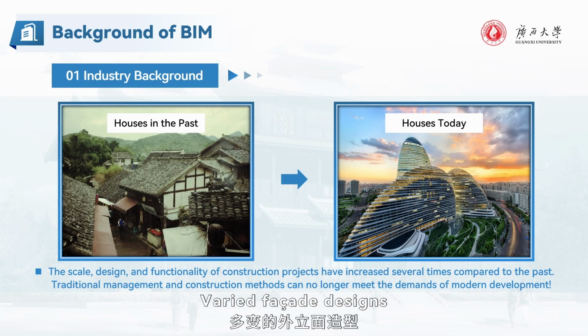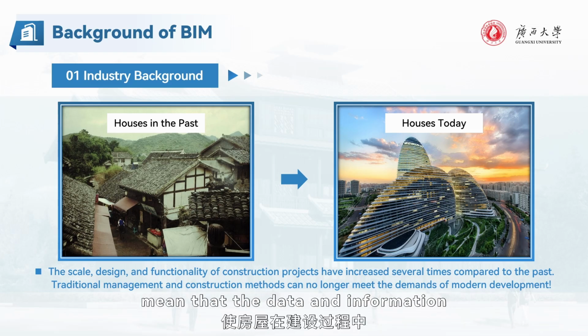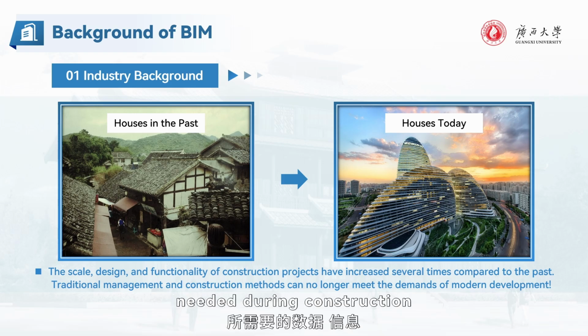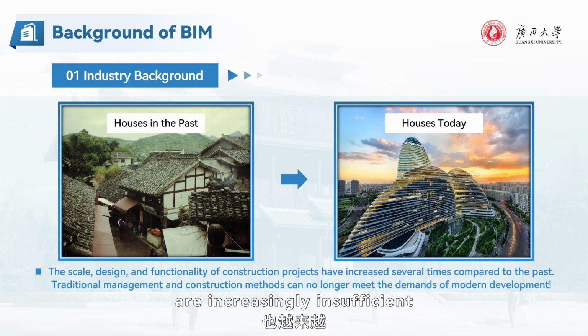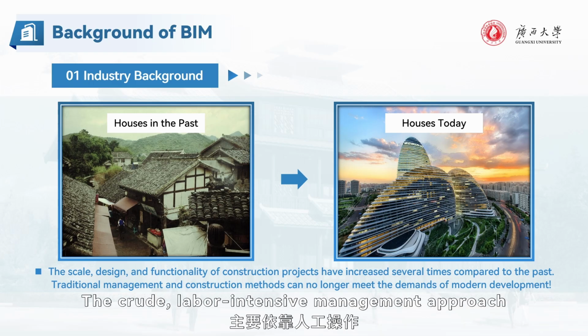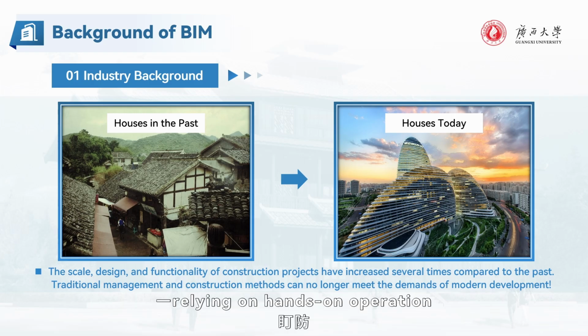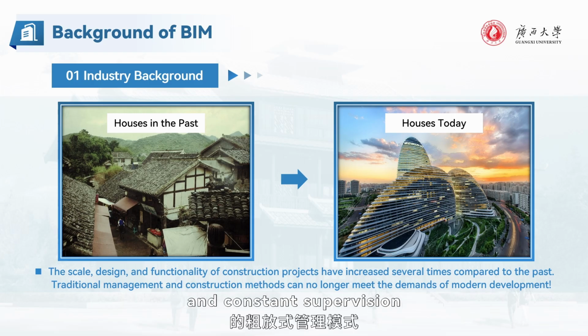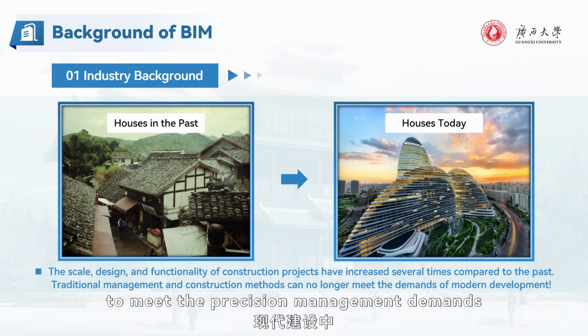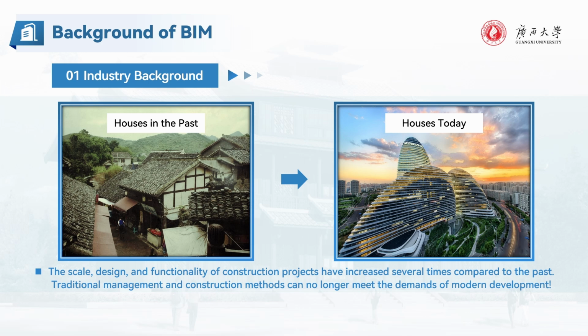Varied facade designs and diverse functional requirements mean that the data and information needed during construction have grown significantly. Traditional 2D drawings are increasingly insufficient to convey all this information. The crude, labor-intensive management approach, relying on hands-on operation and constant supervision, is no longer enough to meet the precision management demands of modern construction.